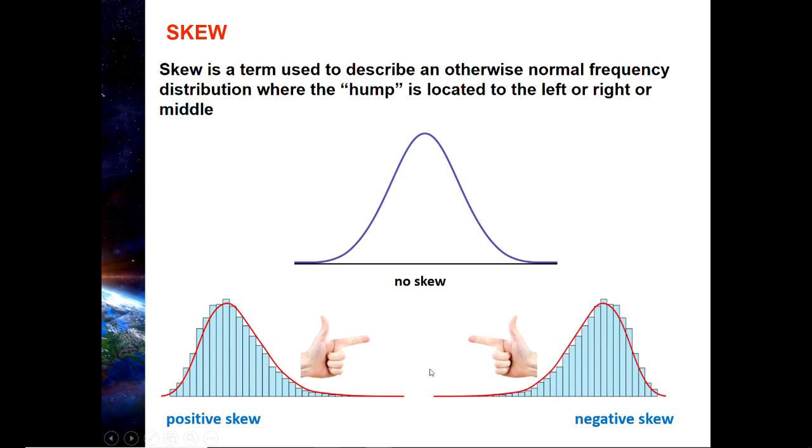Let me ask you, which one are you hoping for? Look at it. Which of the three? Well, hopefully you said this one, negative skew, because that means that the vast majority of you are doing really, really, really well, and there's very few people who are not doing well.